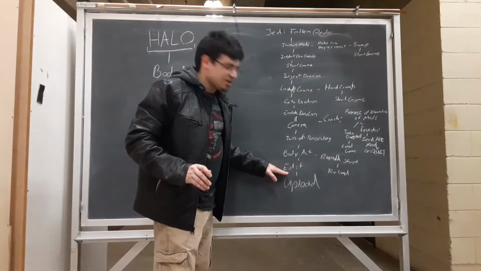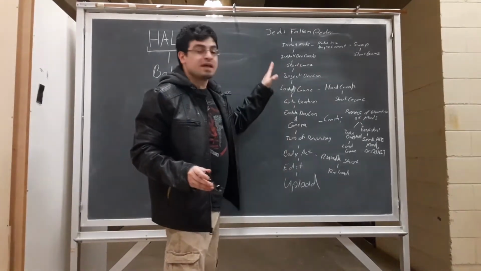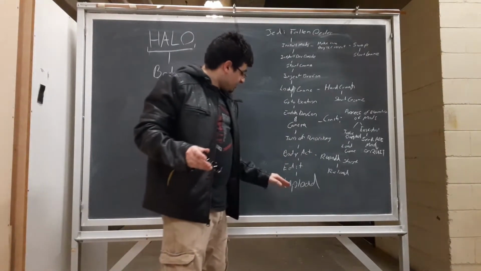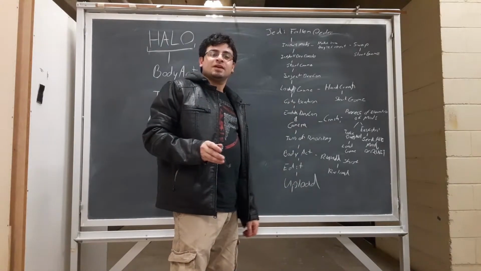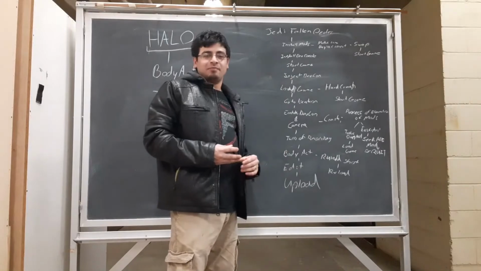Congratulations. You edit, get it the way you want. If you have to go back to any of these steps because you didn't get the right shot or something like that, then you do it. And then you upload. Congratulations. You have made a Jedi Fallen Order Machinima.